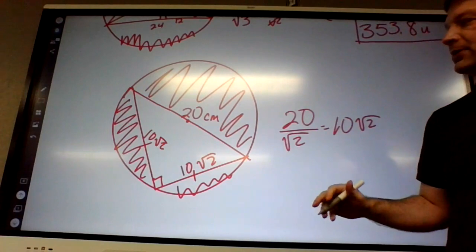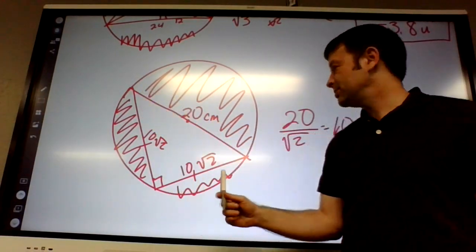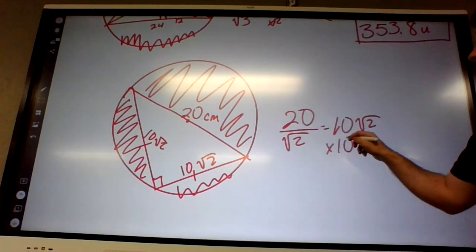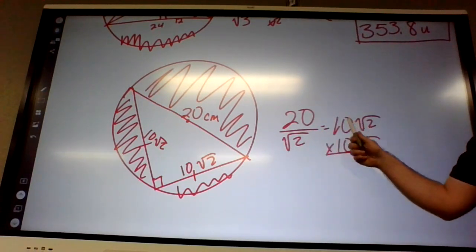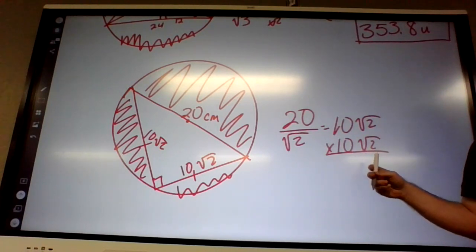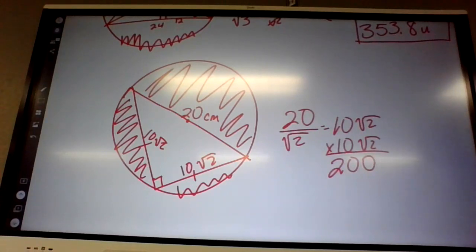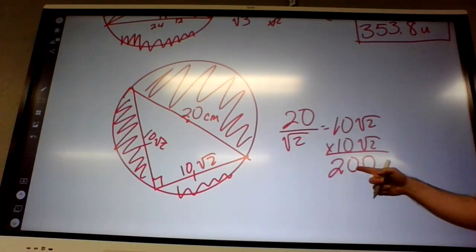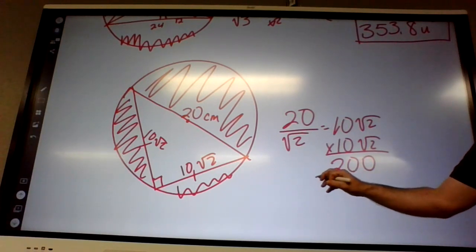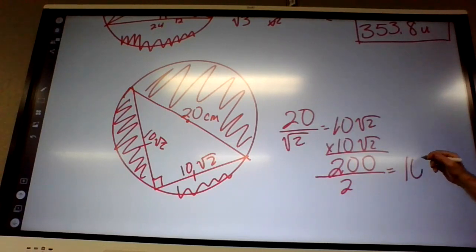How do we find the area of a triangle normally? Base times height divided by 2. Okay, what's 10 times 10? What's square root of 2 times square root of 2? 2. So we got 200, square root of 4, which is 2. Okay, what did I do wrong? I forgot to divide by 2. So the area of the triangle is 100.